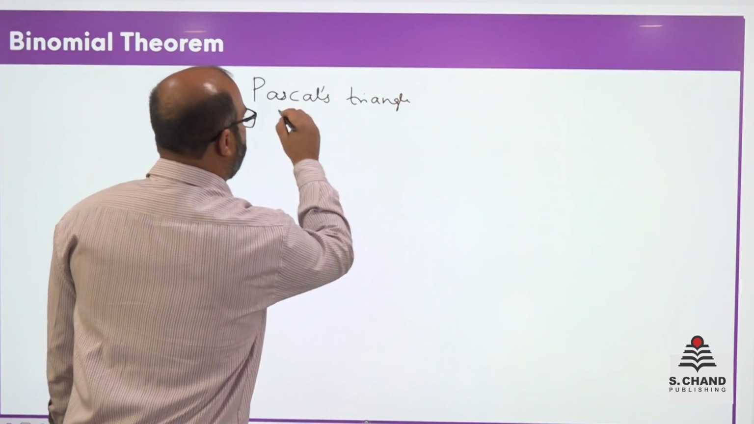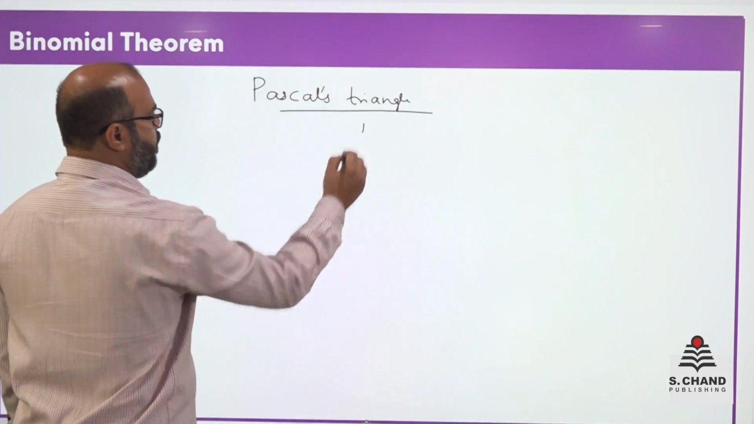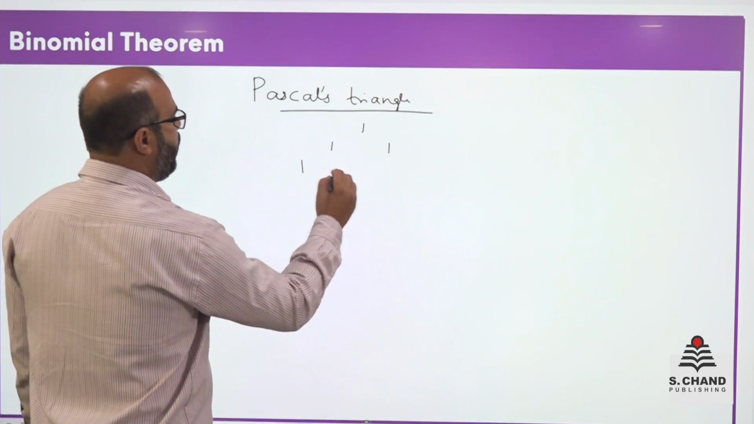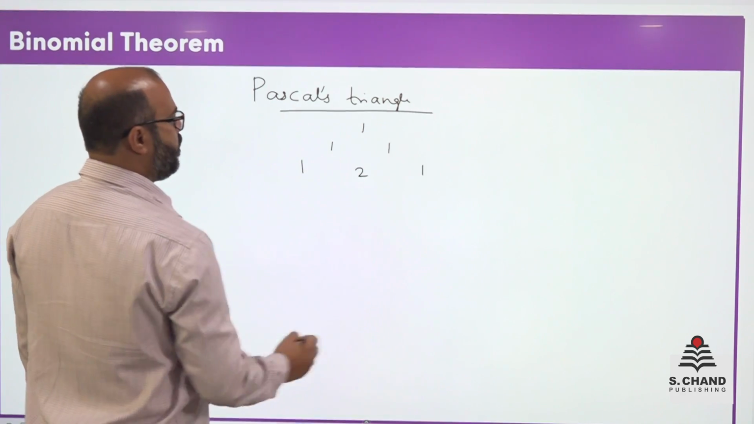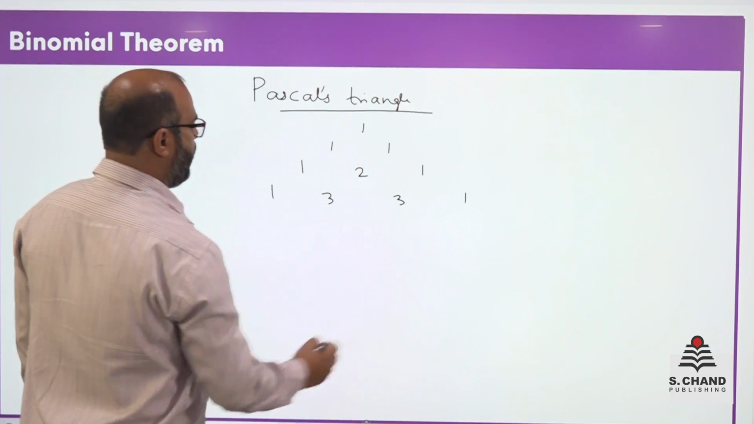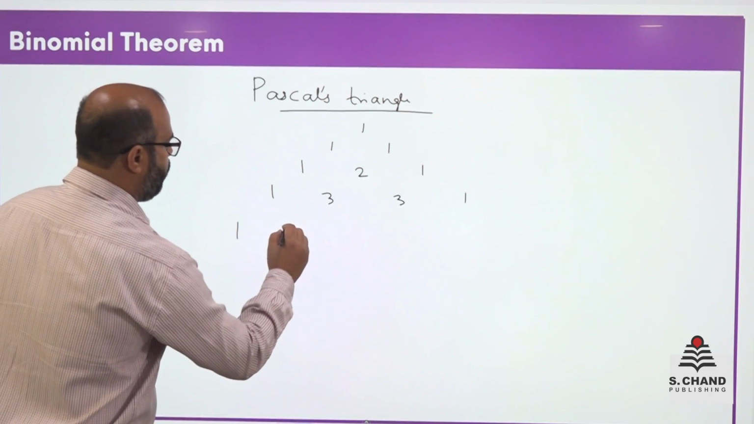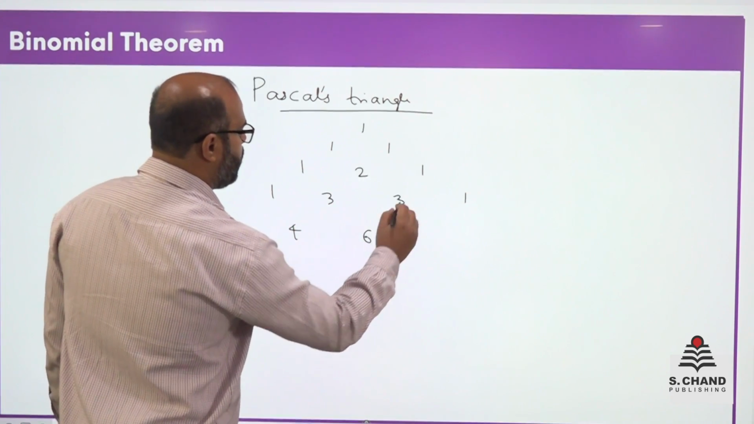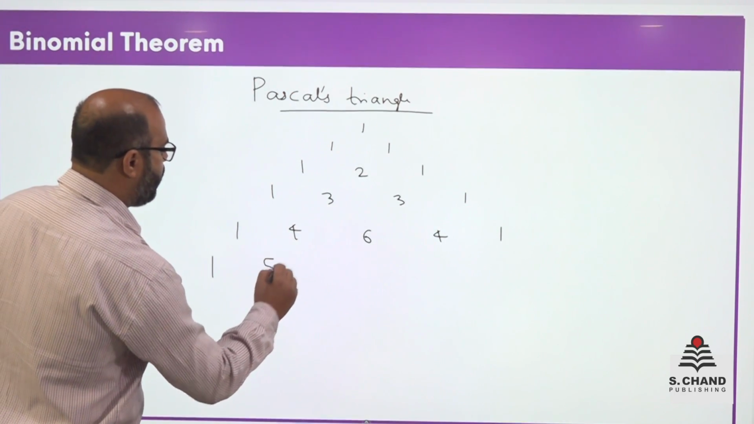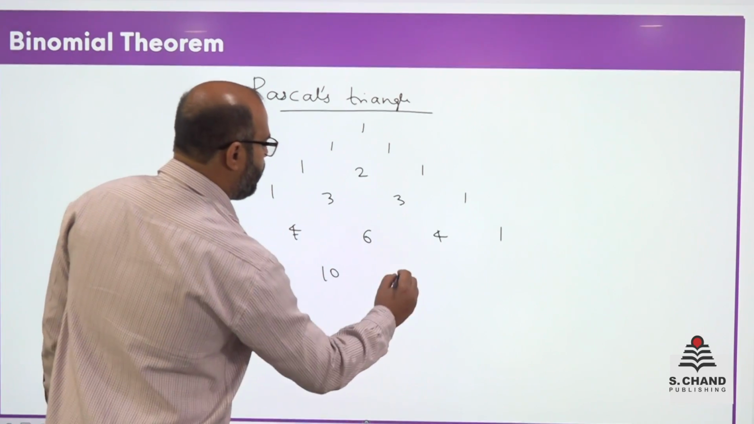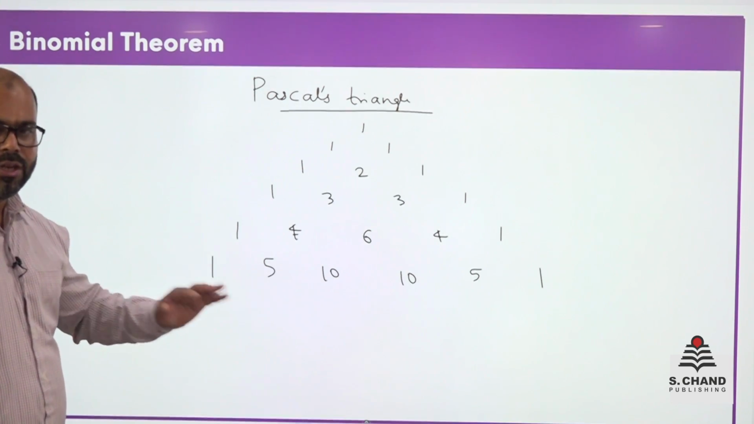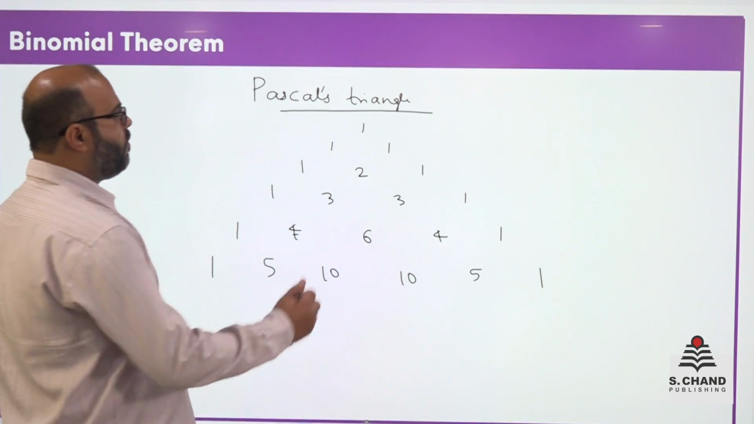What is that Pascal's triangle? First one, the binomial coefficient is 1. Next one, it is 1 and 1. Next one 1, 1 plus 1 is 2, then 1. Next one 1, 1 plus 2 is 3, 2 plus 1 is 3, then 1. Then next one 1, 1 plus 3 is 4, 3 plus 3 is 6, 3 plus 1 is 4, then 1. Now 1, 1 plus 4 is 5, 4 plus 6 is 10, 6 plus 4 is 10, 4 plus 1 is 5, then 1. This pattern continues.